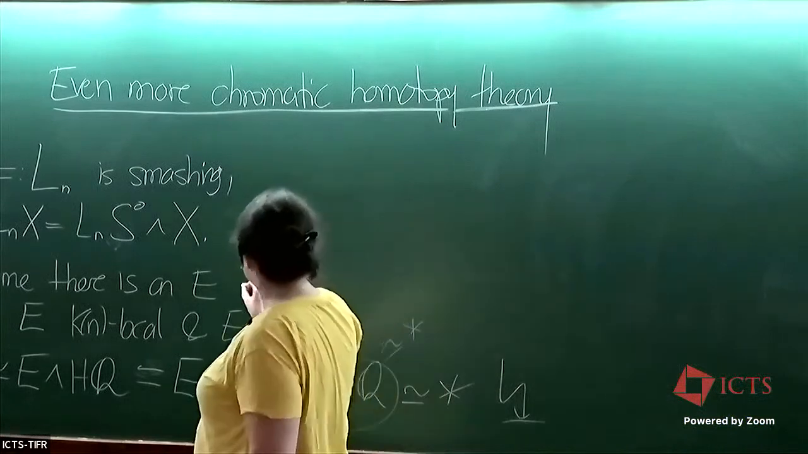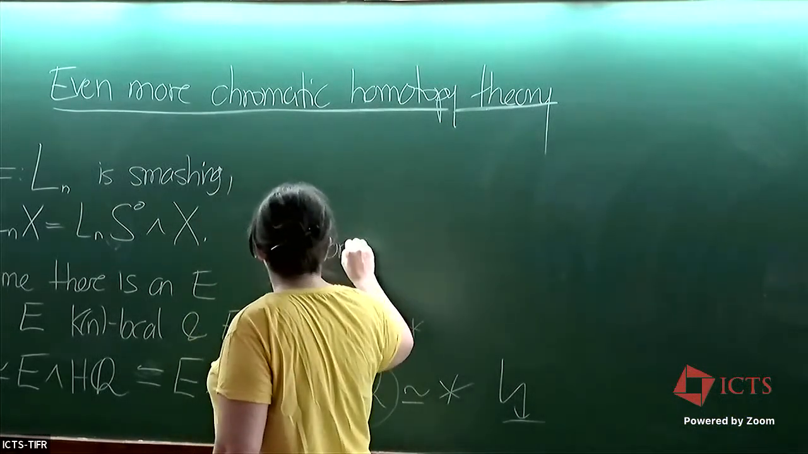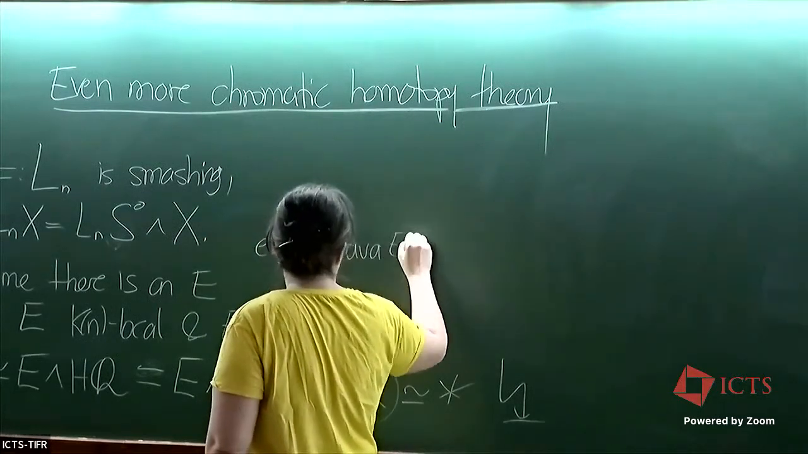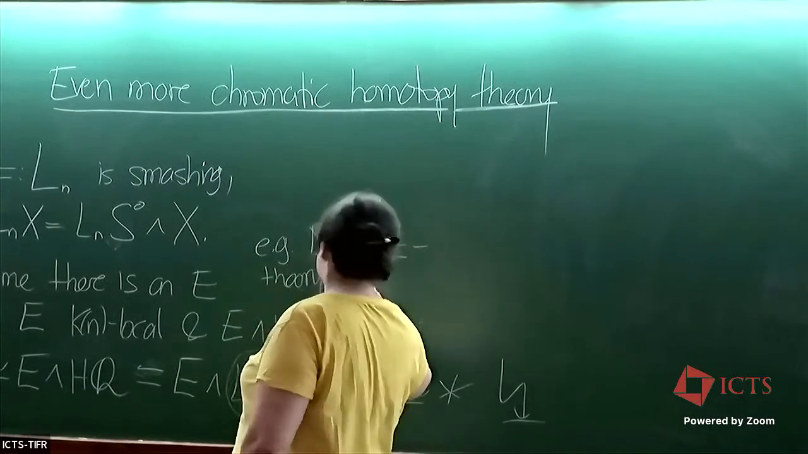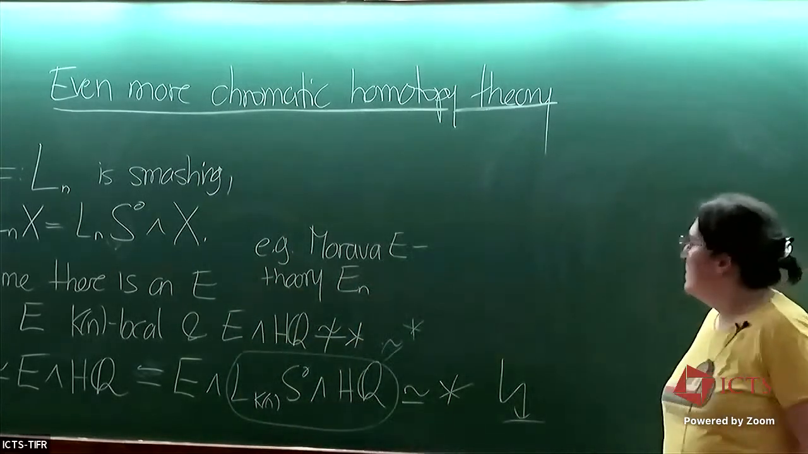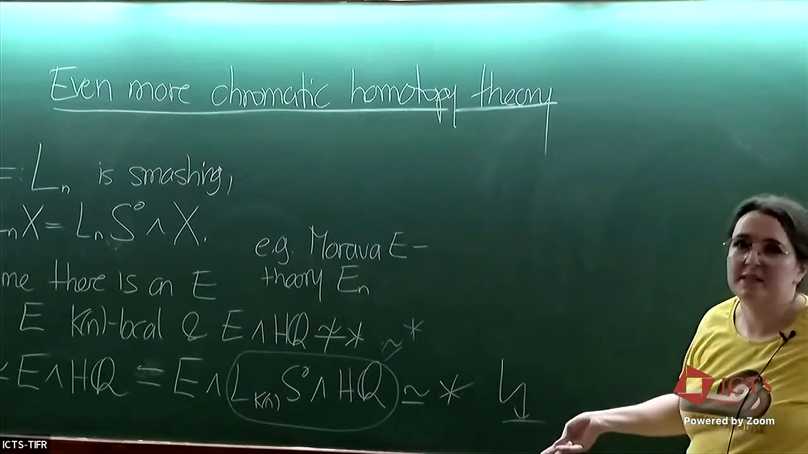So we could take the Morava E series, or rather the nth Morava E theory E_n. You don't have to know what that is, but it exists and it has those properties.